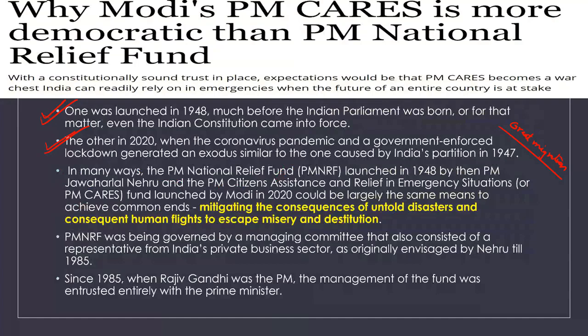So in many ways, the PM National Relief Fund, launched in 1948 by PM Jawaharlal Nehru, and the PM Citizens Assistance and Relief in Emergency Situations, that is PM Cares, are similar. They have the same idea, that we have to mitigate the consequences of untold disasters and the consequent human flight to escape misery and destitution. Because remember, the majority of India is on daily wage. So if you do a lockdown, what happens to them?